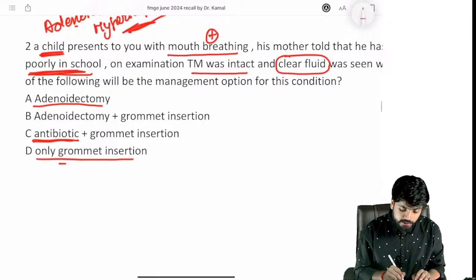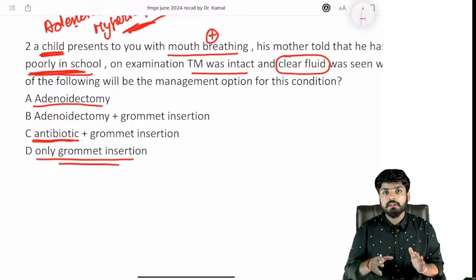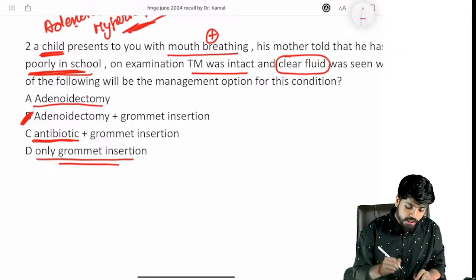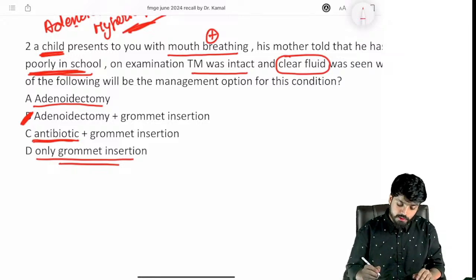Only grommet insertion will take care of the hearing part. Whatever treatment I give to the ear part, till the time I do not take care of adenoid hypertrophy, the child will continue to have the symptom. So the answer will be adenoidectomy plus grommet insertion. Yes, you are right. This is the answer.